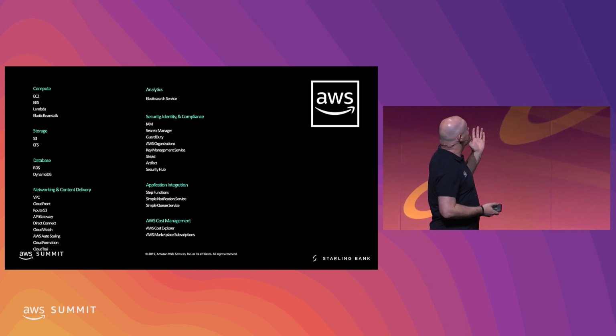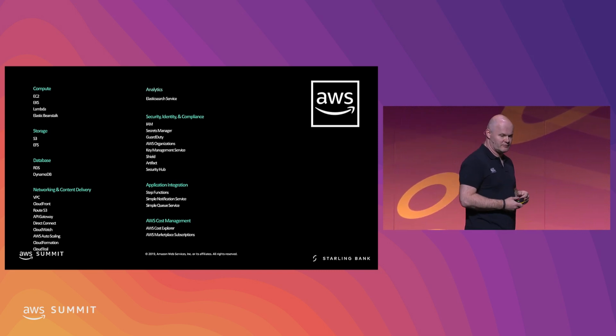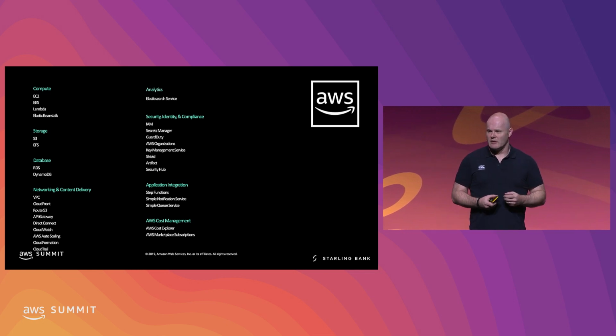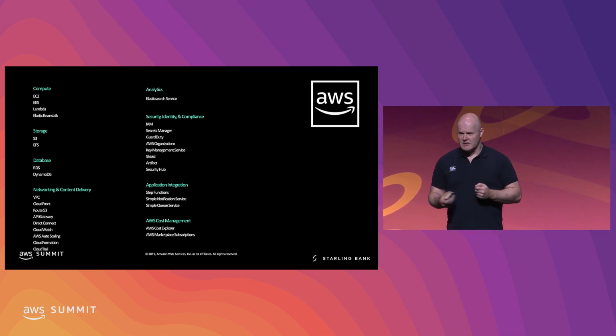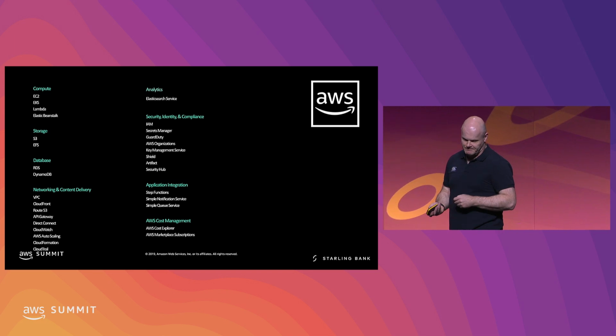These are some of the services we currently use from AWS. There are quite a few there, and I'm sure over time we'll start using more as AWS make them available to us.